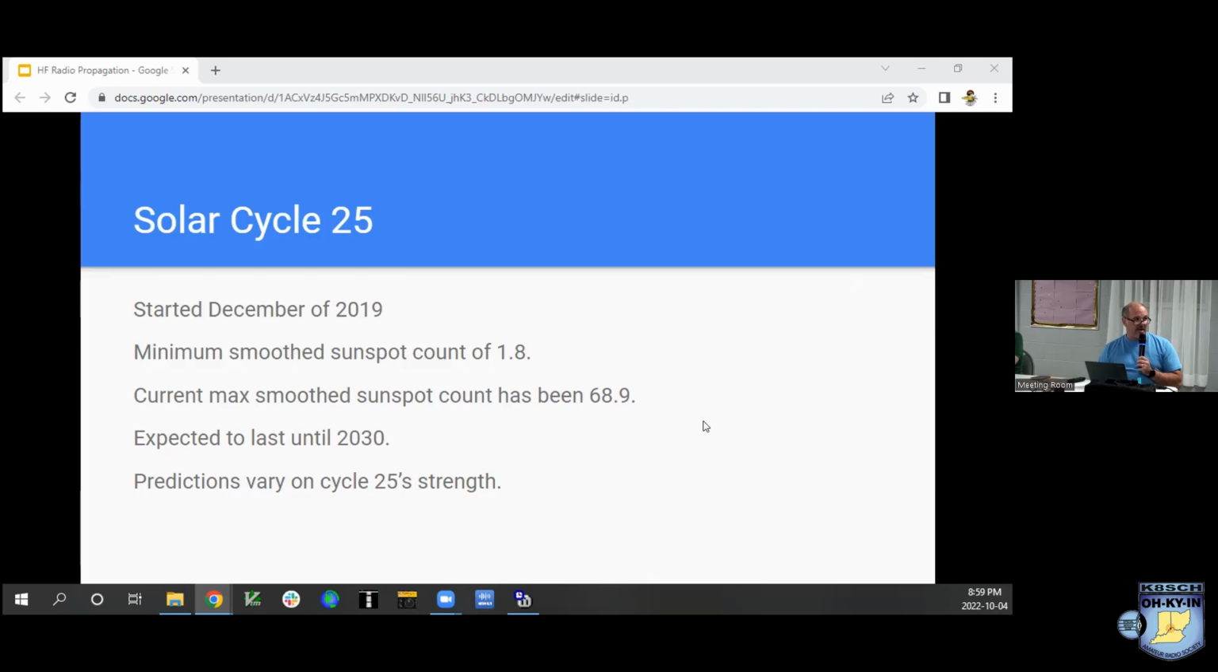At that point, we had a minimum smooth sunspot count of 1.8. That's the other thing about sunspots. It's a smooth number. It's not, okay, I'm looking at the sun, I see 3 of them on there. It's a smooth number. It means they average over a period of time. So far, the current max we've had has been 68.9. So we are moving up. It's expected to last till 2030.